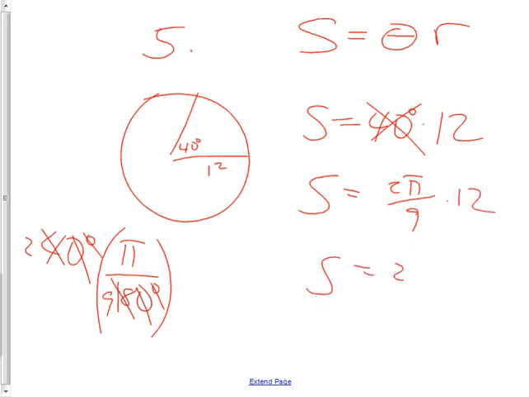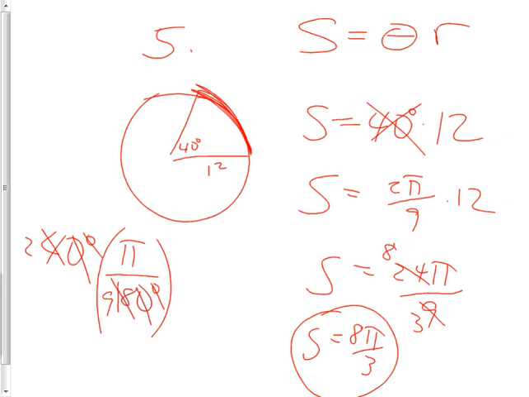12 times 2 is 24 pi over 9, and if you had that, I'd cry a little and mark it wrong because you didn't reduce all the way. What goes into both of those? 3 does. So you go 3 goes in there 8 times, 3 goes in there 3 times, final answer. S equals 8 pi over 3. And you're like, wait a minute, that's this? That's a pi? Yeah, pi is just 3.14. So it's about 9 or so. 8 times 3.14 divided by 3. It's about 9 long. And if it was in inches, it would be about 9 inches.